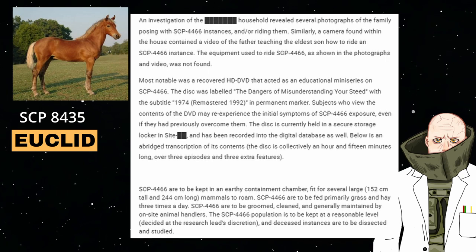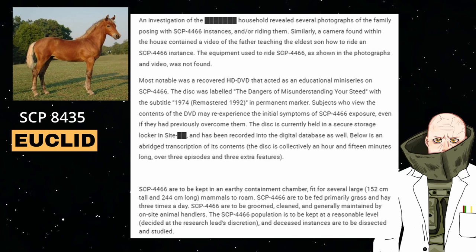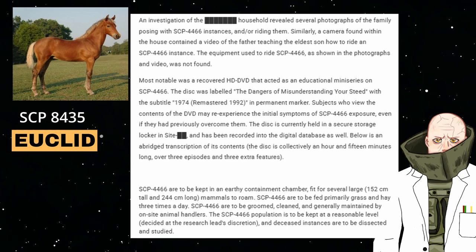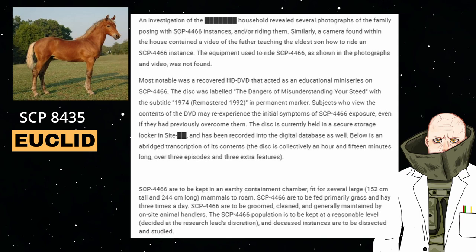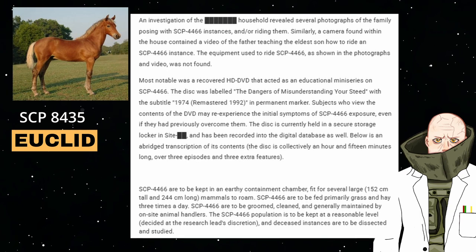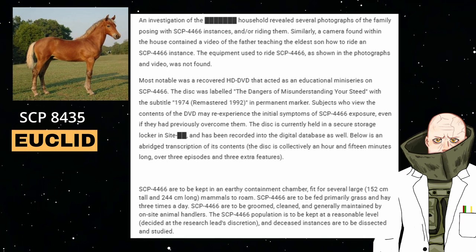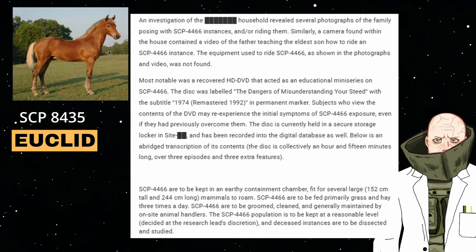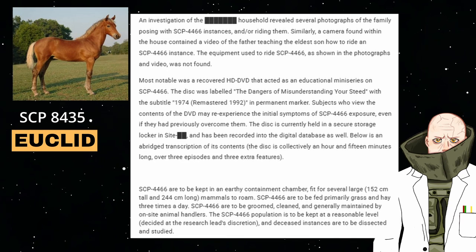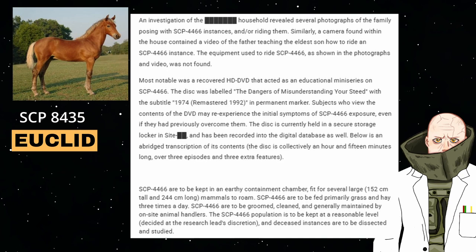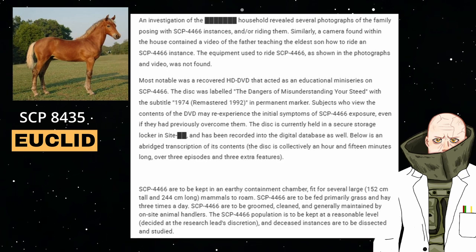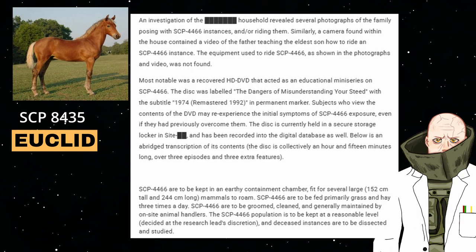SCP-4466 are to be kept in an earthly containment chamber, fit for several large 152cm tall and 244cm long mammals to roam. SCP-4466 are to be fed primarily grass and hay 3 times a day. 4466 are to be groomed, cleaned, and generally maintained by on-site animal handlers. The 4466 population is to be kept at a reasonable level decided at the research lead's discretion, and decreased instances are to be dissected and studied.